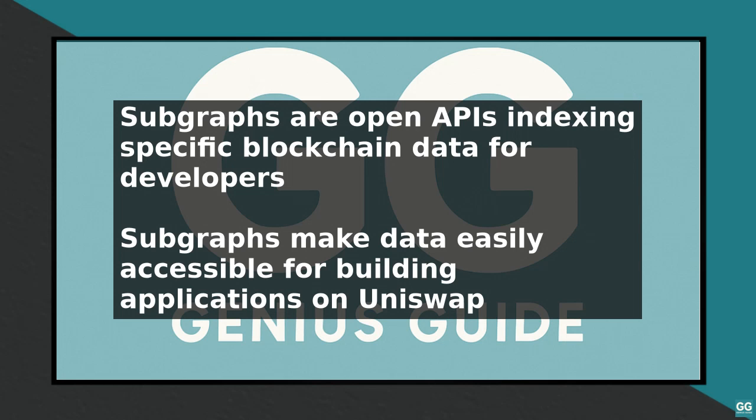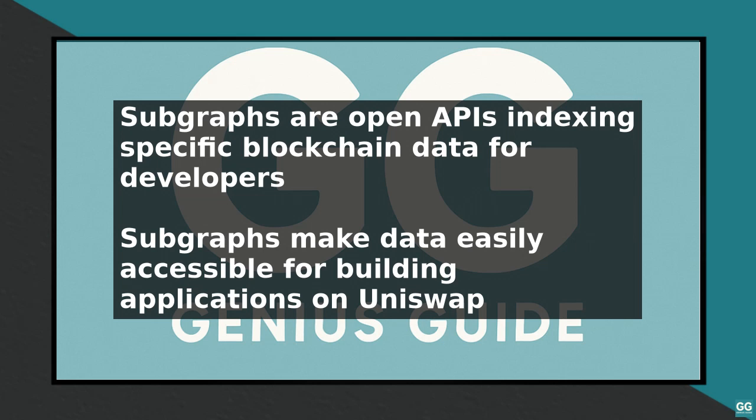Next, learn about the key concepts involved in creating and using Uniswap subgraphs, such as entities, types, and resolvers. Entities represent objects on the blockchain. Types define the structure of these entities. And resolvers are functions that fetch data from the blockchain and map it to these entities.